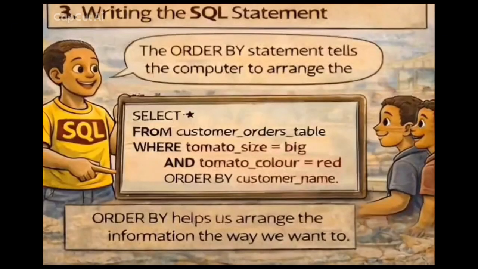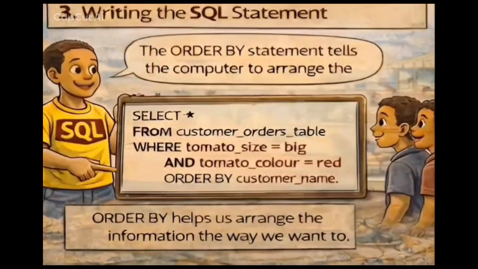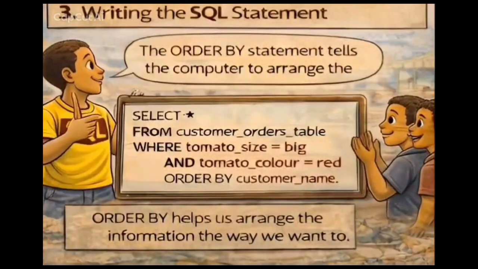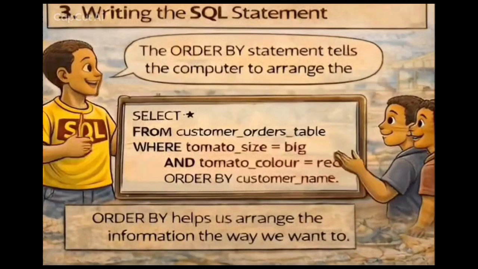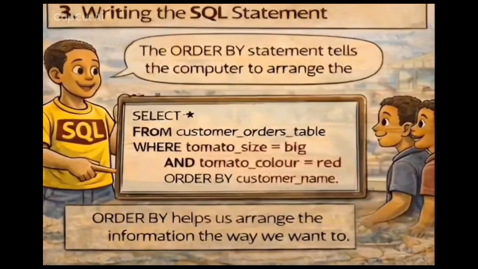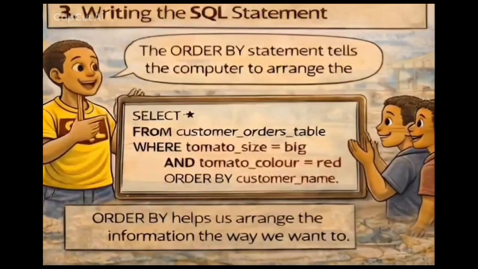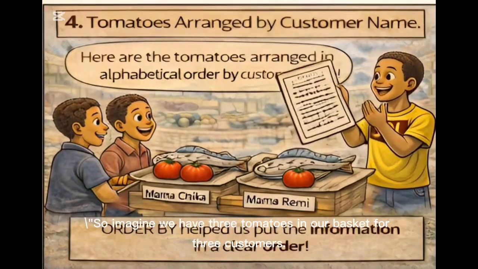So explorers, let us look at our SQL statement again. Select star from customer.orders table, where tomato size equals big, and tomato color equals red. Order by customer name. The order by statement tells the computer to arrange the results after it finds the correct rows. So imagine we have 3 tomatoes in our basket for 3 customers.